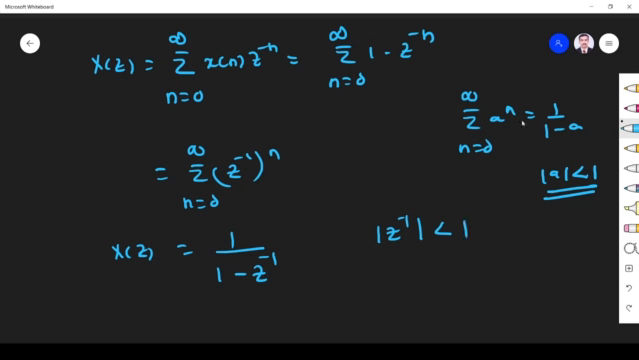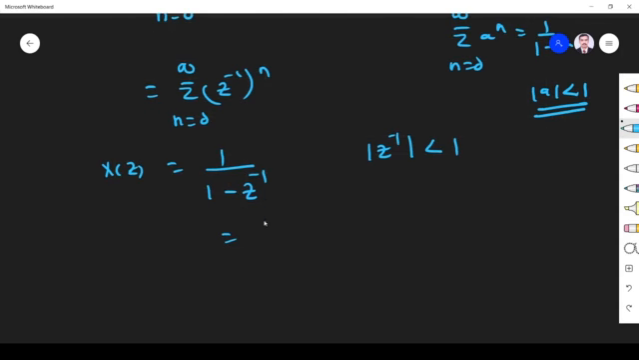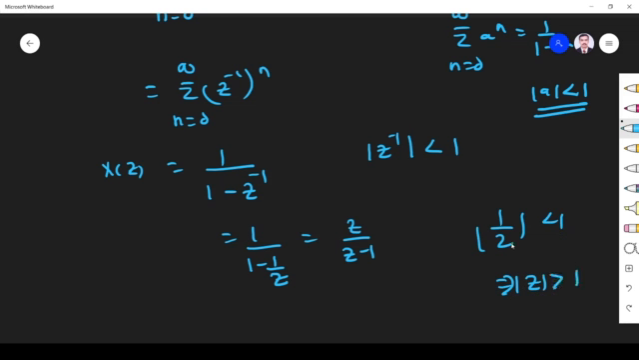Clear or not? So instead of a, here we have z inverse, so here z inverse must be less than 1. I simplify this, it will be 1 by 1 minus 1 by z, that is equal to z by z minus 1. Here 1 by z is less than 1. This implies mod z is greater than 1. Right? If you bring this z, mod z is greater than 1.